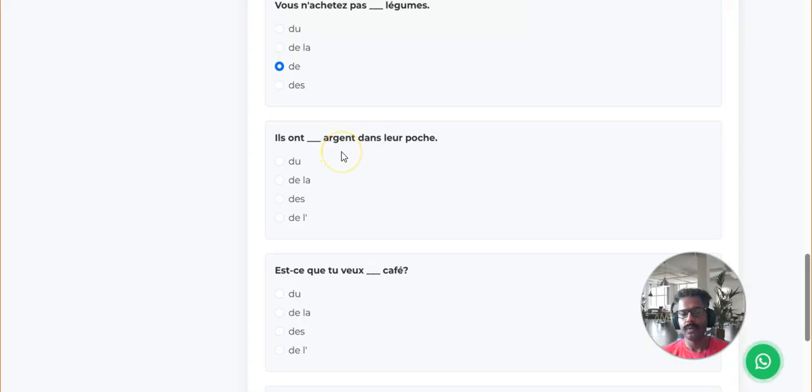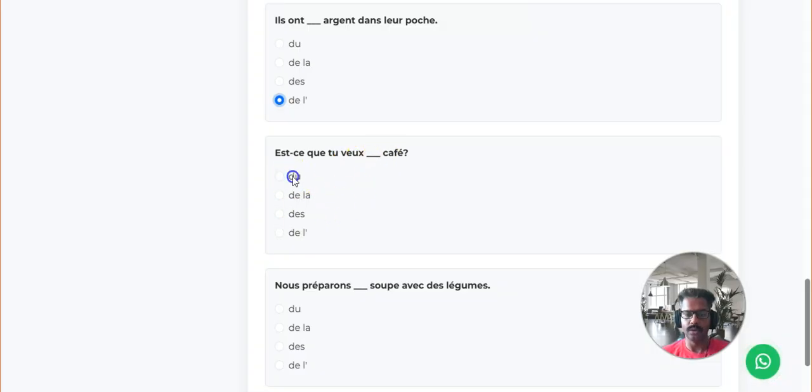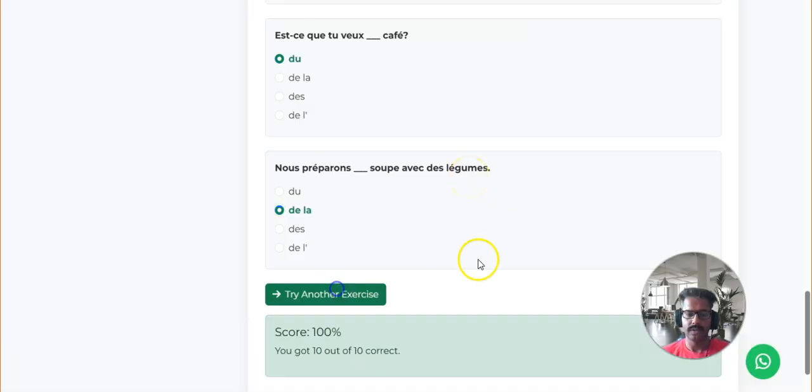Ils ont de l'argent dans leur poche. They have some money in their pocket. Est-ce que tu veux du café? Do you want some coffee? Nous préparons de la soupe avec des légumes. So we prepare some soup with the vegetables.